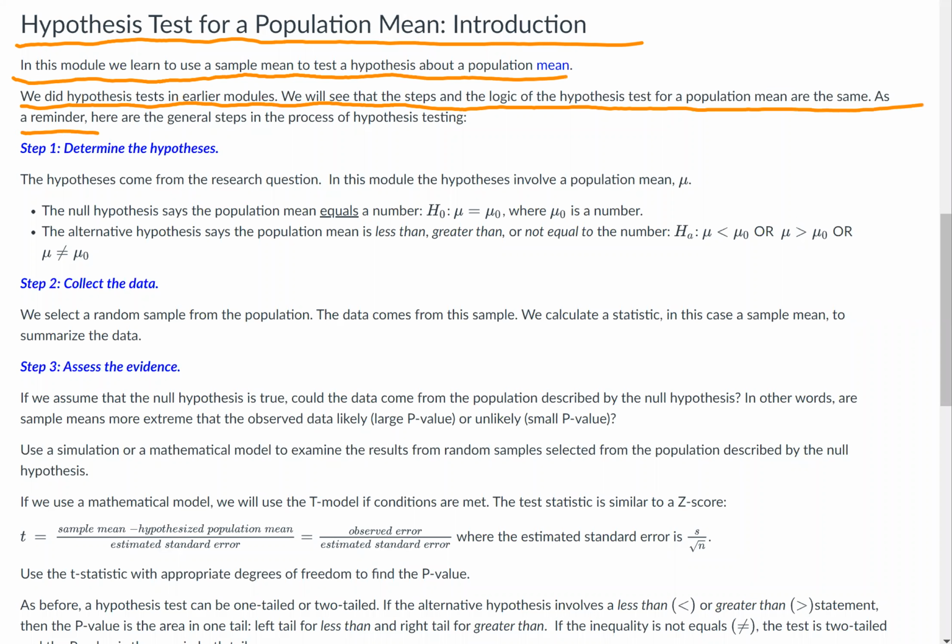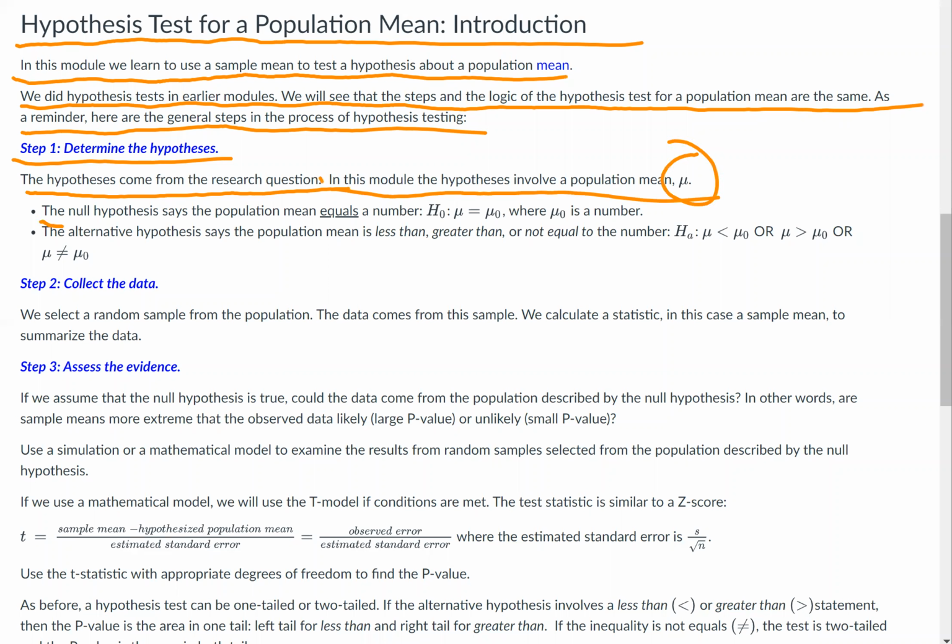As a reminder, here are the general steps in the process of hypothesis testing. Step 1, determine the hypotheses. We've seen this before. The hypotheses come from the research question. There should always be a question. In this module, the hypotheses involve a population mean mu. The null hypothesis says that the population mean equals a number.